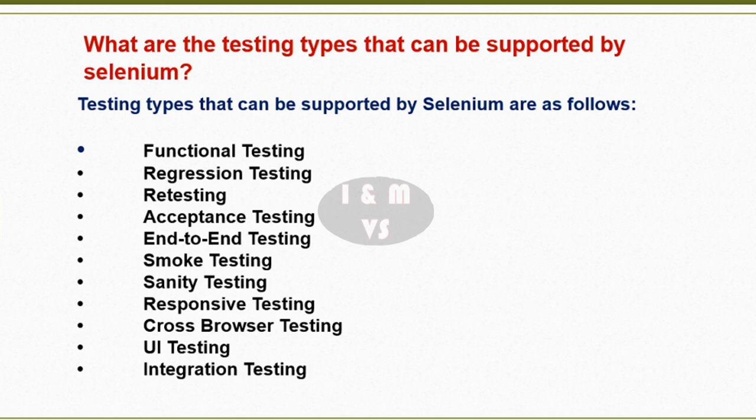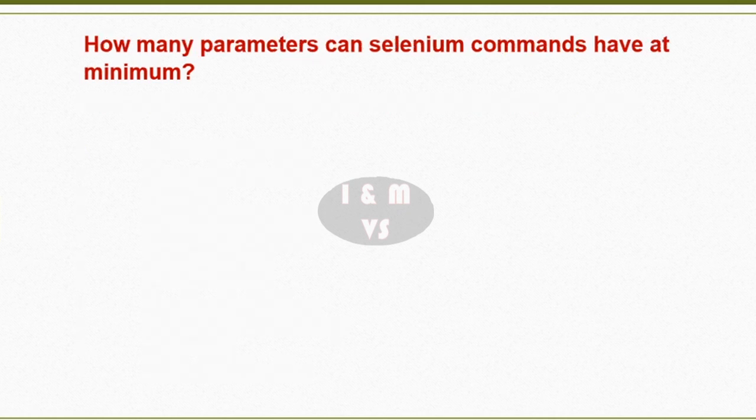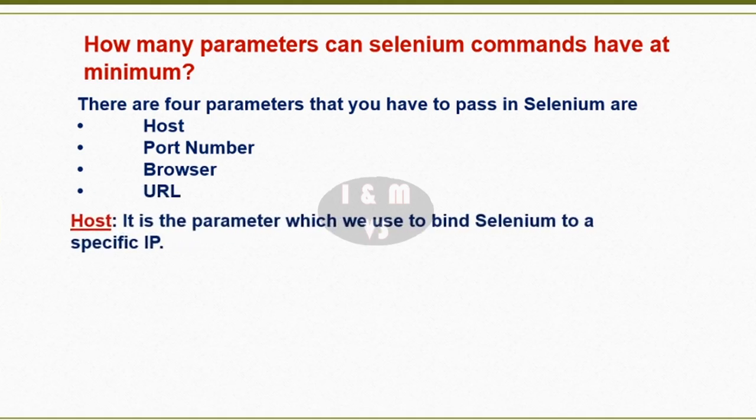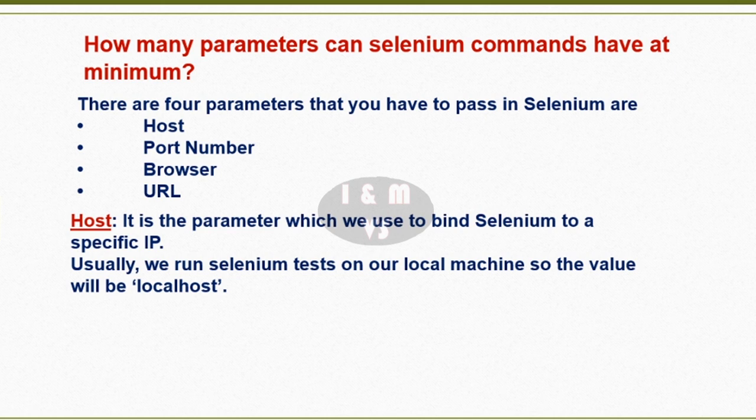Next question is: how many parameters can Selenium commands have at minimum? The answer is: there are 4 parameters that you have to pass in Selenium: host, port number, browser, URL. Host. It is the parameter which we use to bind Selenium to a specific IP. Usually we run Selenium tests on our local machine, so the value will be localhost.